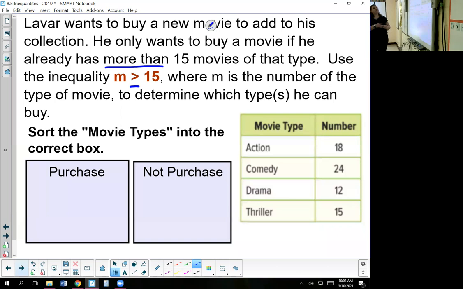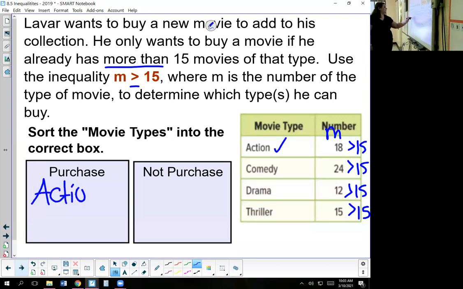So he only wants to buy movies where he has more than 15. Okay, so M is the number, has to be bigger than 15, not the other way around. So any of these that are true, that's the category in which we want to put it. So is action going to be something he'd want to purchase more of? Correct. So that would be action here. Is 24 bigger than 15? Yes, it is. So he'd buy some comedy.